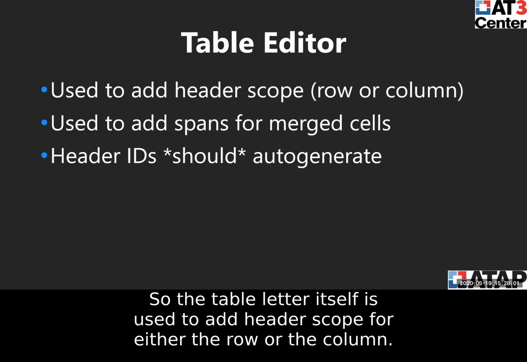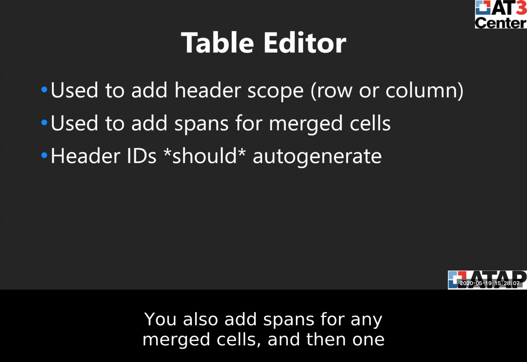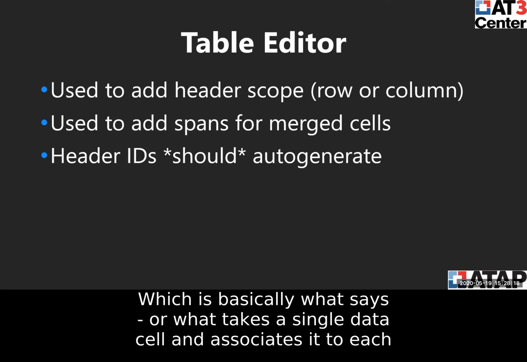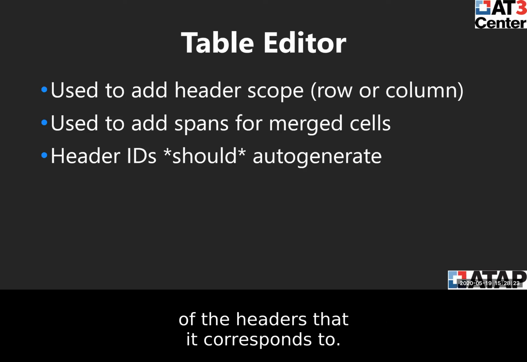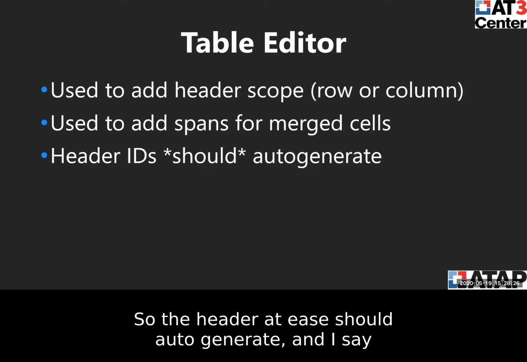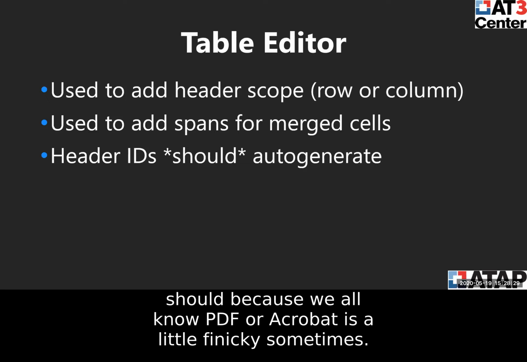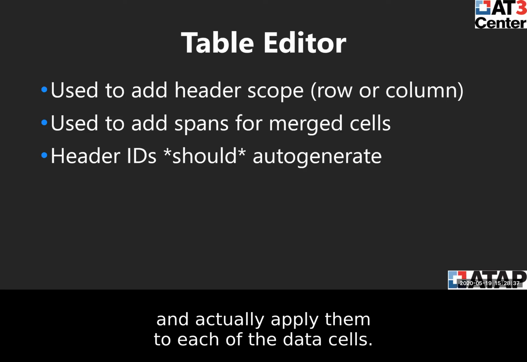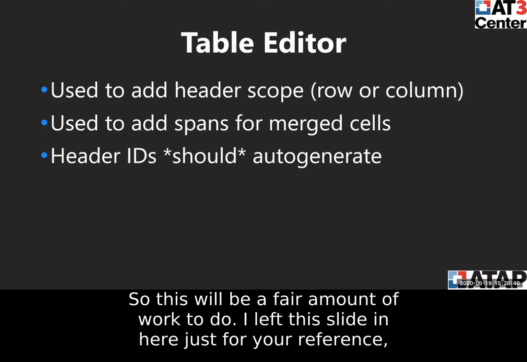So the table editor itself is used to add header scope for either the row or the column. You also add spans for any merged cells. And then one of the newer features is that you can auto-generate header IDs, which is basically what takes a single data cell and associates it to each of the headers that it corresponds to. So the header IDs should auto-generate, and I say should because we all know Acrobat is a little finicky sometimes. And then once they're auto-generated, you can take them and apply them to each of the data cells. So this will be a fair amount of work to do.